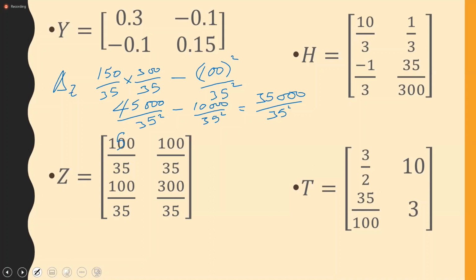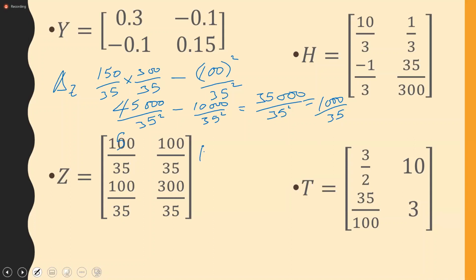28.57. No, man, it's not every day we want decimals, you know. You have to work with fractions. Fractions are beautiful creatures. All right? So we take out the 35, and this gives us 1,000 over 35. Everybody agree with that? We get 1,000 over 35. That is now delta Z.